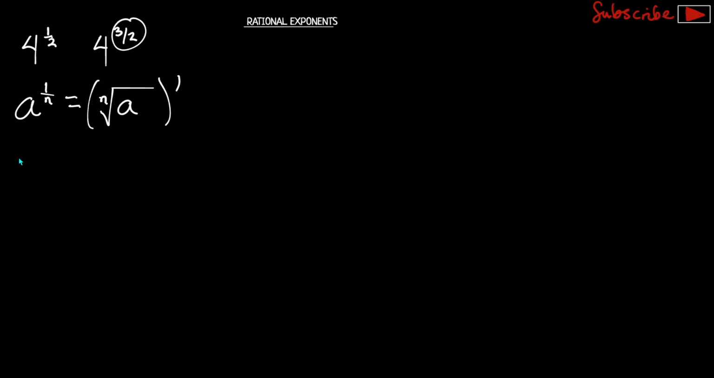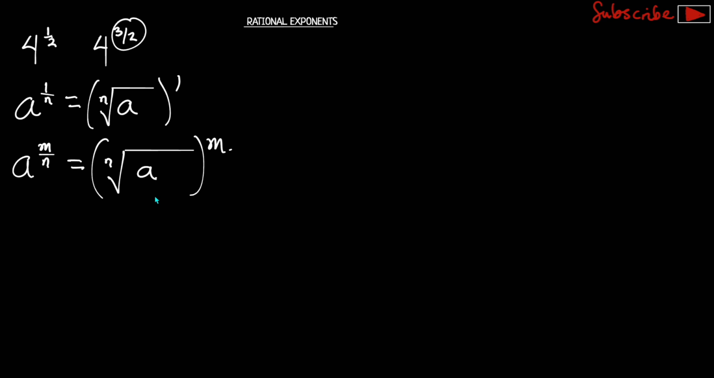This is also applicable when you have a raised to the power of m over n. The same thing. The denominator stands for the order of the root, while the numerator stands for the power, while you have the base in here, and then you have m.